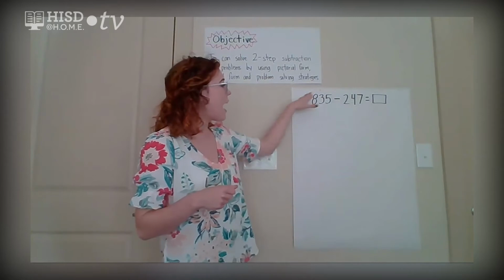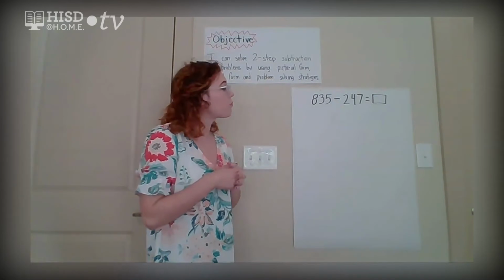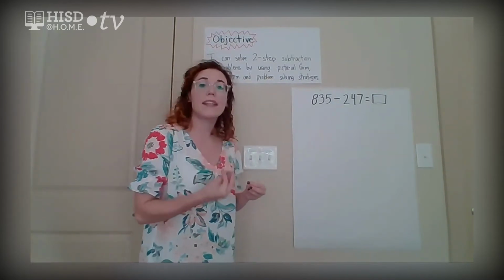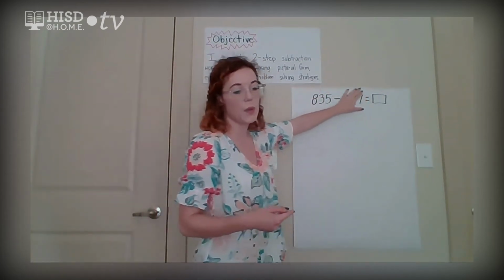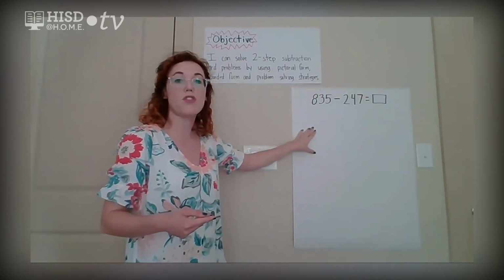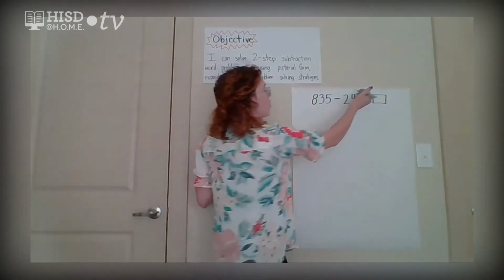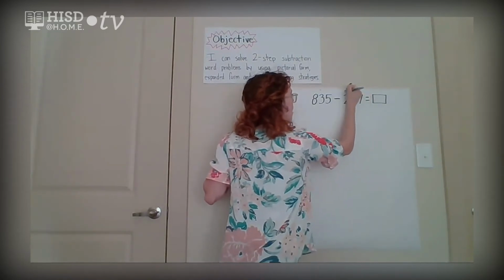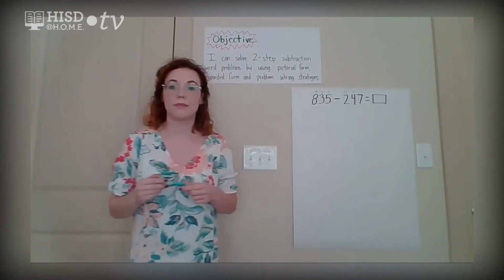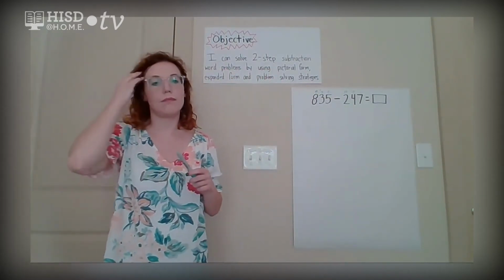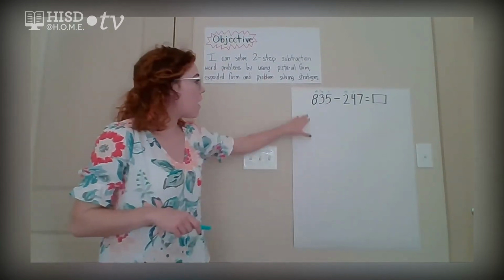So what I need to do is I need to draw a picture of my first number, the number that it gives me. And a word problem would be whatever it tells us we have. So we have 835 of something, who knows what. And it's subtracting away 247. So first I'm going to label my numbers with a place value chart, and then I'm going to draw a picture of this first number. So a place value chart, we have our ones, tens, hundreds. Ones, tens, hundreds. And now I'm going to draw a picture of 835.